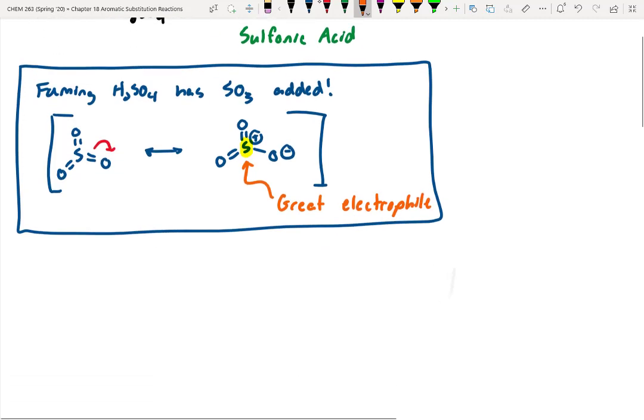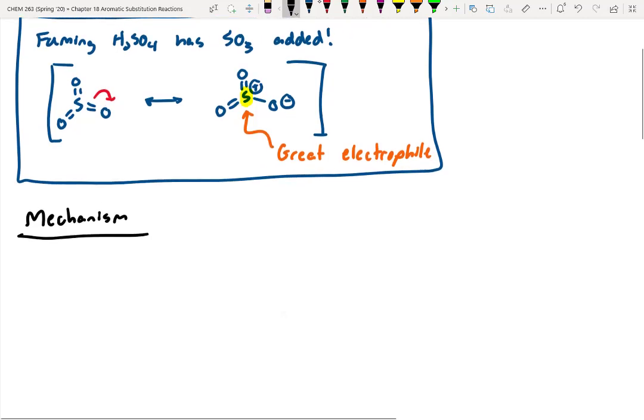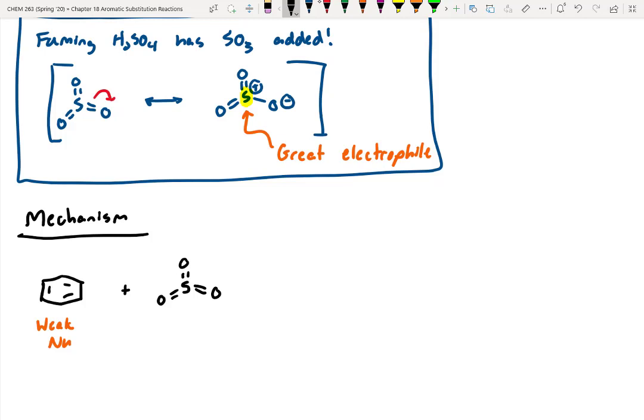All right, so let's see how this works in the mechanism. The mechanism is going to be a little bit different than what we saw in the previous video. Instead of a Lewis acid-base reaction, we're just going to start immediately with our aromatic ring. In this case, our aromatic ring is a really weak nucleophile, but that's okay because we're going to be reacting it with a strong electrophile. That's the sulfur trioxide. So I'm going to go ahead and draw out the sulfur trioxide like this and just indicate that it is a really good electrophile.